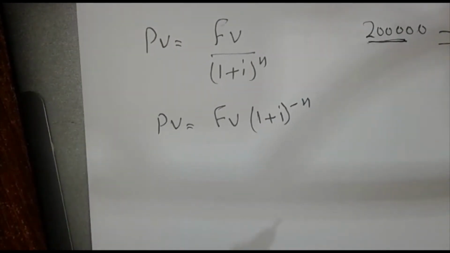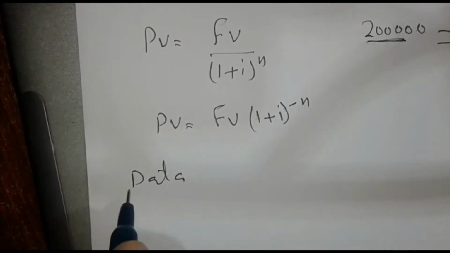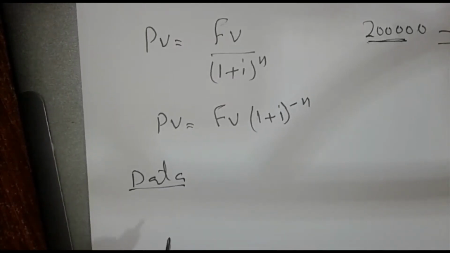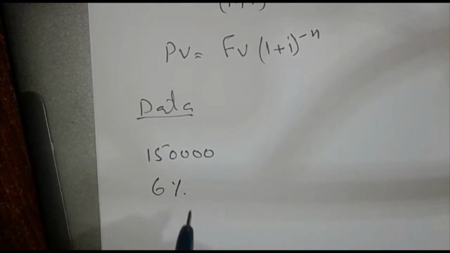So let's solve an example. I have data. If I want to earn rupees 150,000 with a rate of 6% after 9 years, then what amount should I invest today?